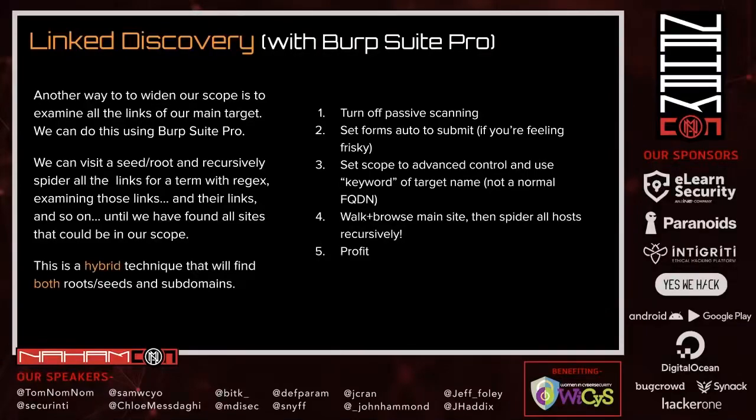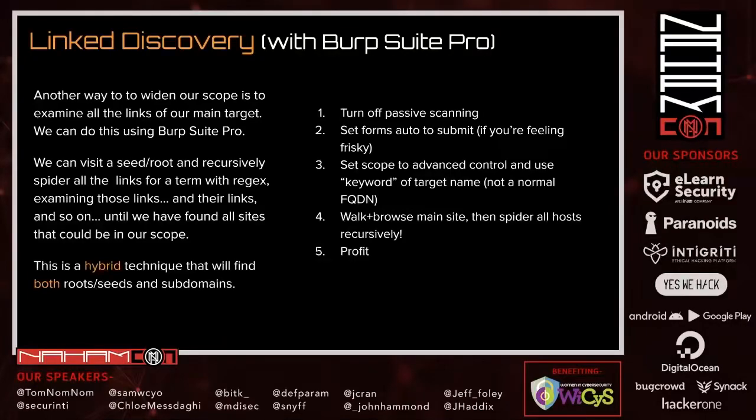Basically, the steps for doing link discovery with Burp Suite is that we're trying to visit a seed or root and look at all the links on the page that are contained within the HTML source and the JavaScript, and examine those links. That'll happen in Burp Suite. You can just visit a site, and Burp Suite will fill up with everything it sees that's linked on that site. Then we can do some fancy filters and spidering to recursively find even more assets that are related. So this is a hybrid technique. It will find roots, seeds, and subdomains in its output.